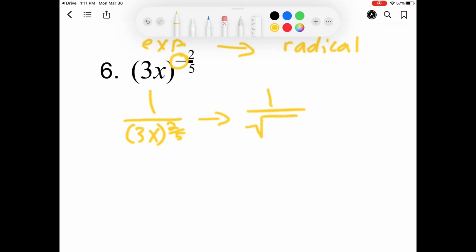We're going to have a radical sign. We're going to take the base of the exponent and put it on the inside of the radical. We're going to raise the base to the numerator, which is 2. And then we're going to throw the denominator to the index. So that is our radical form.